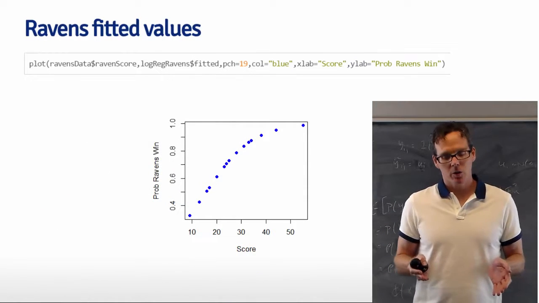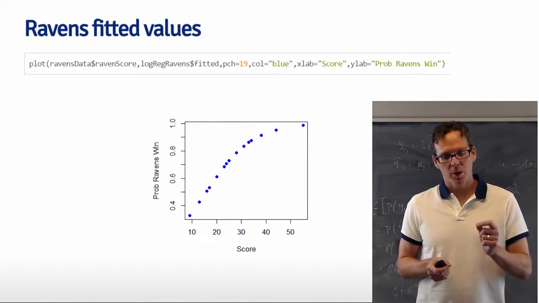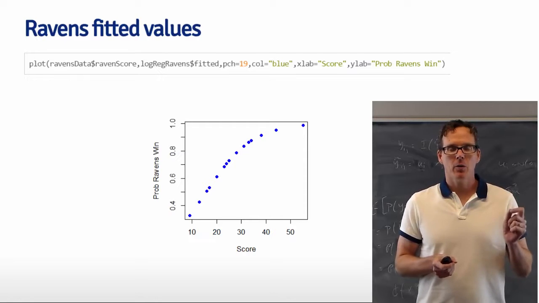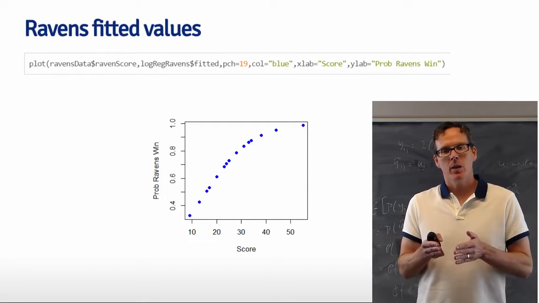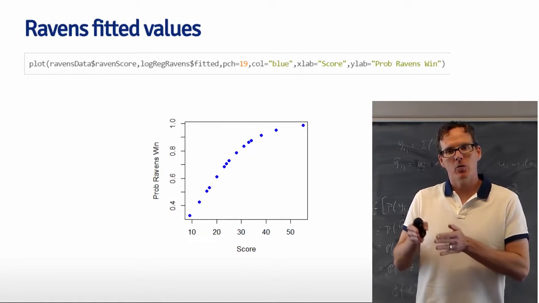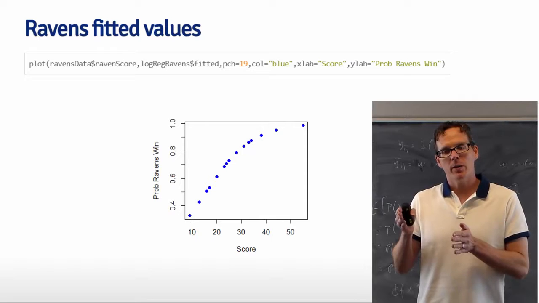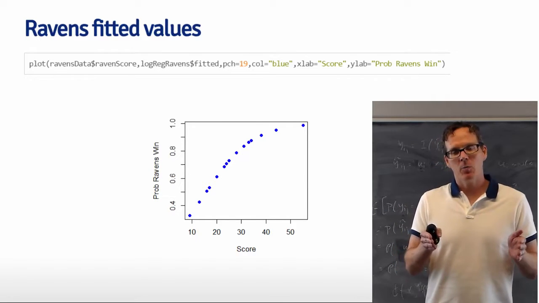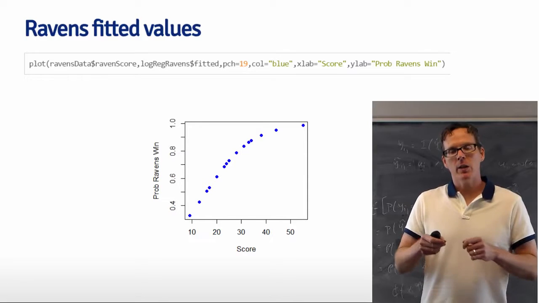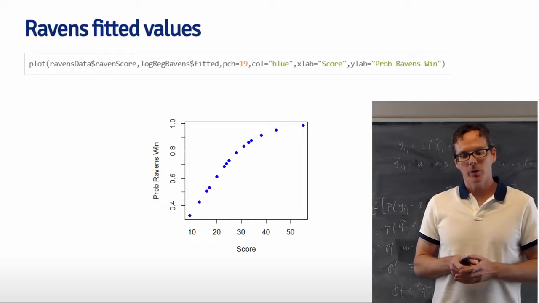So here's the fitted curve. These are the predicted responses put back on the probability scale. So what R did is it plugged in the x values associated with the coefficients. It took the scores, multiplied them times the coefficient for the scores, added the estimated intercept, and then took e to that value over 1 plus e to that value, and that gives us the probabilities.